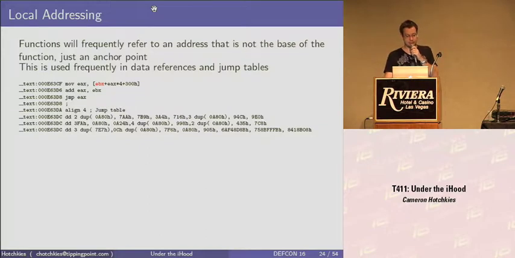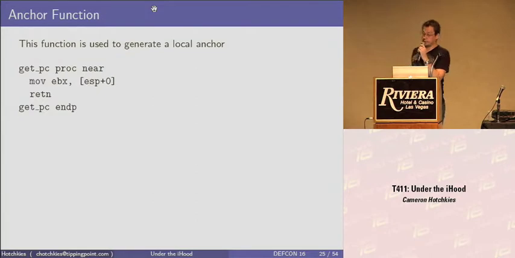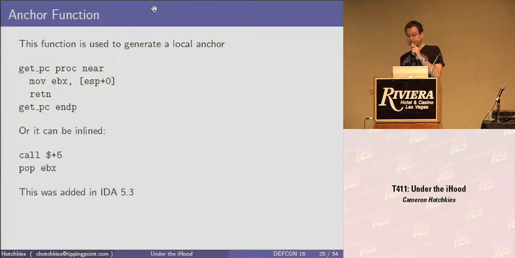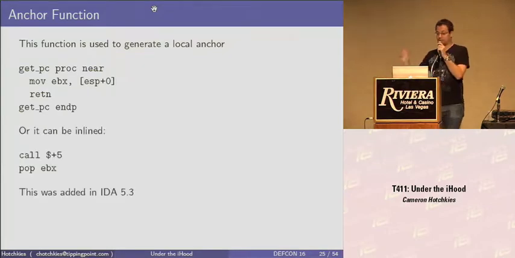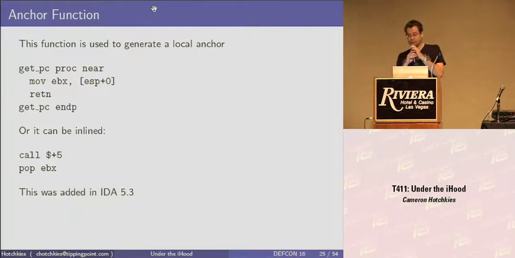Which I might. But there's two ways to generate the anchor. The first one is it's going to call a function. I just called it getPC because that's what it's doing. It's probably going to be sub_90476 when you see it. All it's doing is dereferencing the stack pointer, moving it into EBX, and returning, which is just going to be the return address, which is the exact same as calling +5 and popping EBX, because the value would have been stored into EBX.